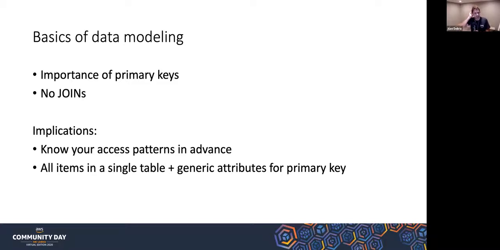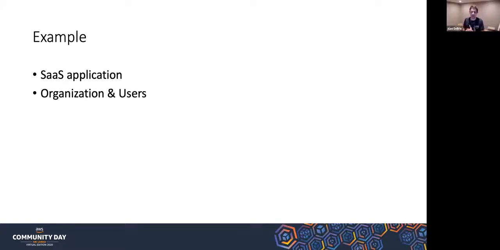The second implication of this, and this one really throws people for a loop, is that you often put all your items into a single table and you use these generic attributes for your primary key. So in contrast with a relational database, where you might have a customers table and an orders table, and those are separate and you join those together, we don't have joins here, so we're going to put all our data into a single table and query it that way. This throws people for a loop, so I want to walk through an example here just to see a little bit of what that looks like and how you handle something like that.